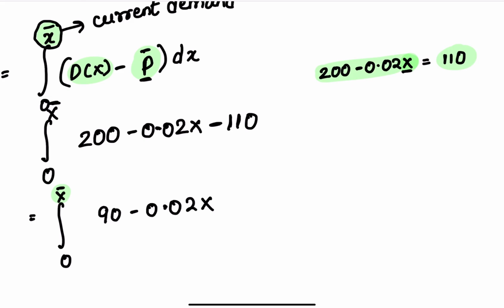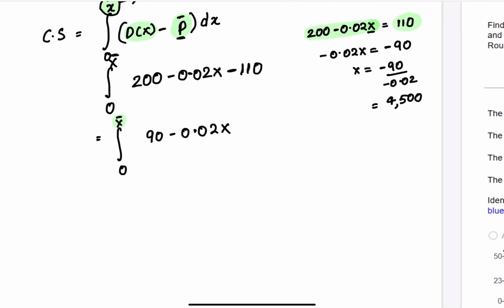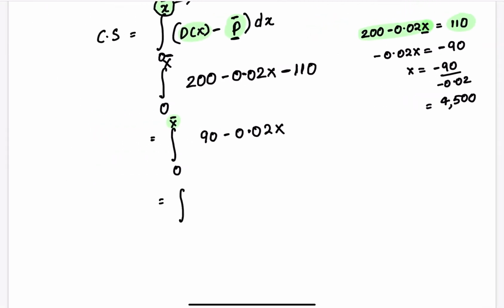So when I subtract, negative 0.02x is equal to negative 90. x is equal to negative 90 divided by negative 0.02. This is 4,500. And once I have that, I will go ahead from 0 to 4,500. So the current demand is 4,500. That means right now the price $110 is for the current demand 4,500.